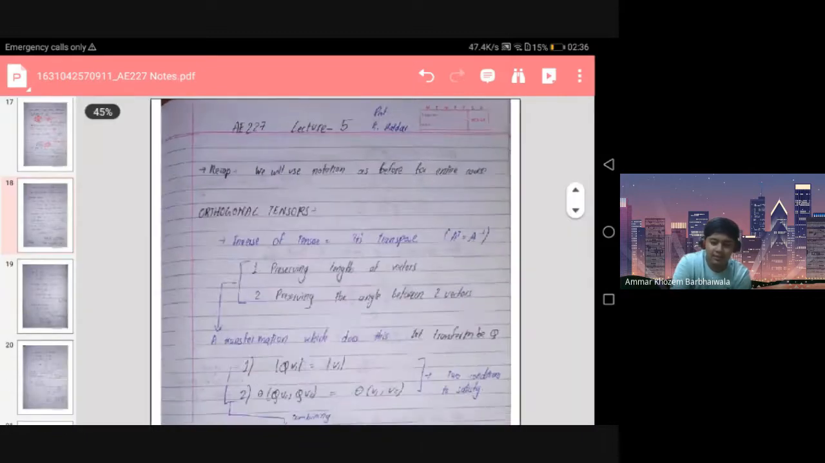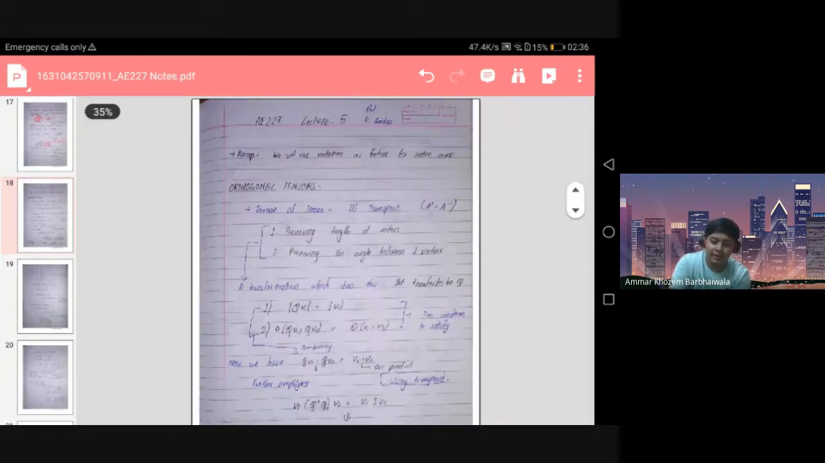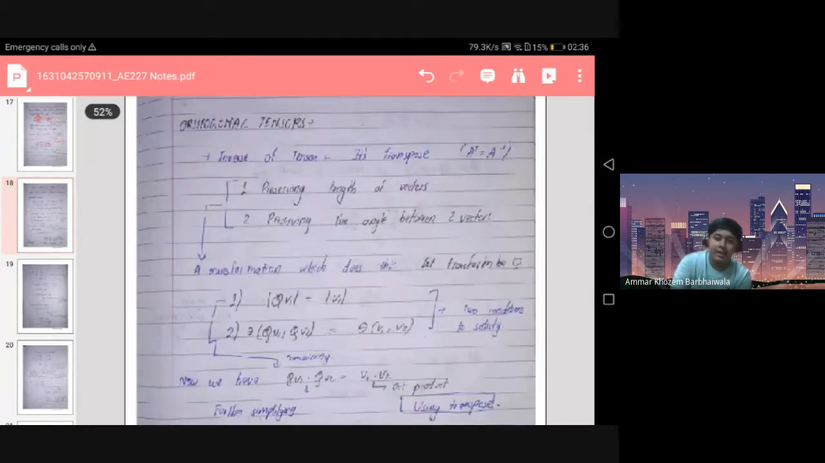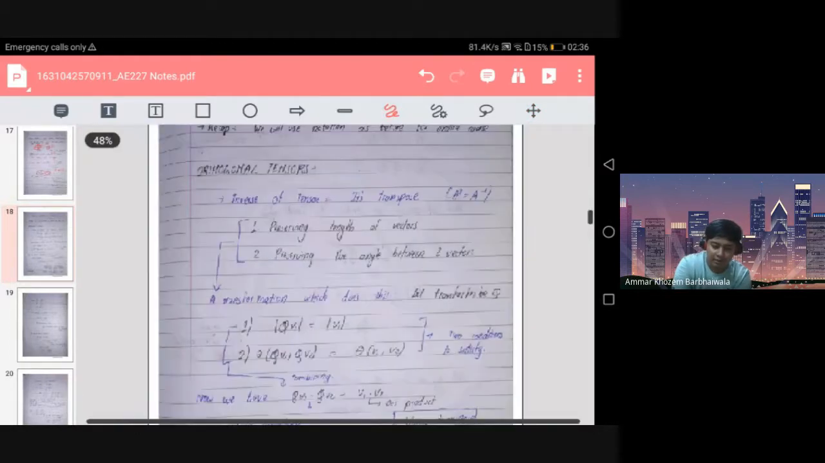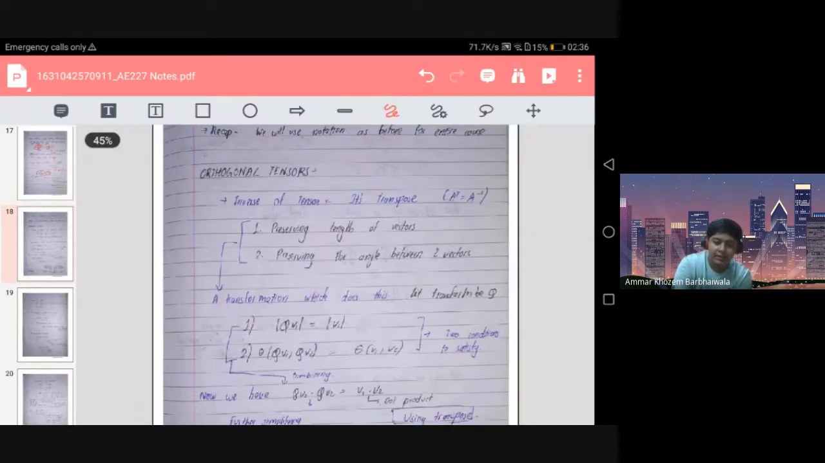And yes, there's this basic stuff about orthogonal tensors. Orthogonal tensors are basically the tensors for which C transpose is equal to C inverse. An orthogonal tensor is a tensor which preserves the length of a vector. If you have a vector v and you apply the orthogonal tensor to it, it will map to a vector with the same length. It also preserves the angle between two vectors.